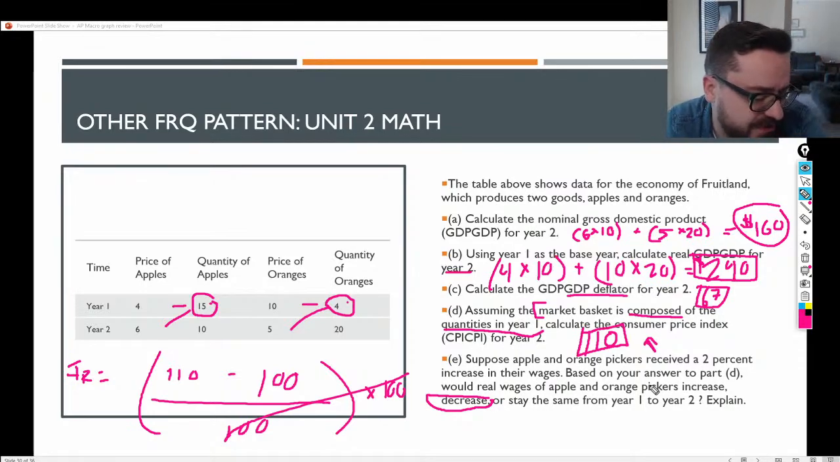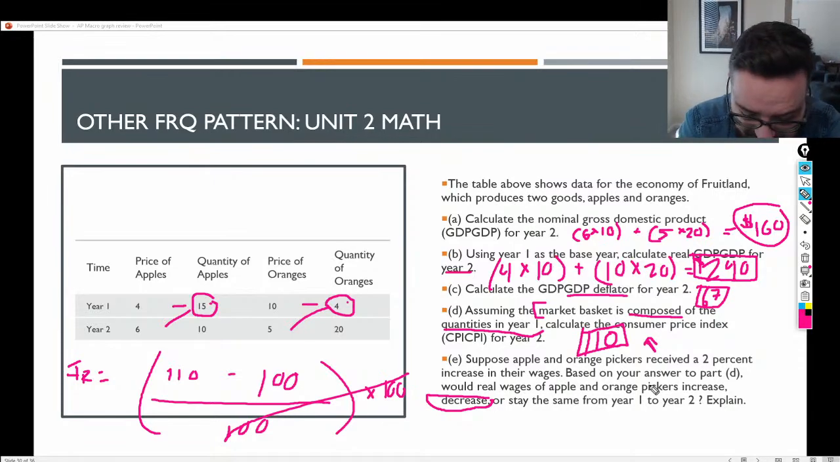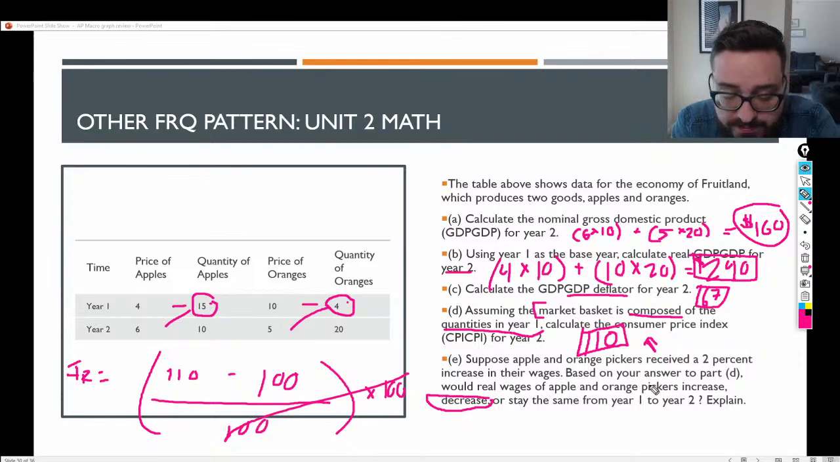You just have to say a decrease in their real wages, because while the workers are getting paid more, the average prices are going up by significantly more than that. So the value of those wages is lower now. Basically, they have less spending power. They're functionally poorer. They're getting paid more, but they can't buy as much stuff because while they're getting paid 2% more, they're actually losing 10%.